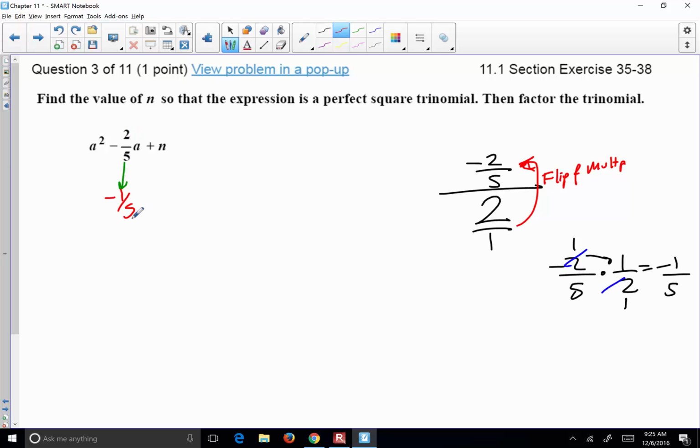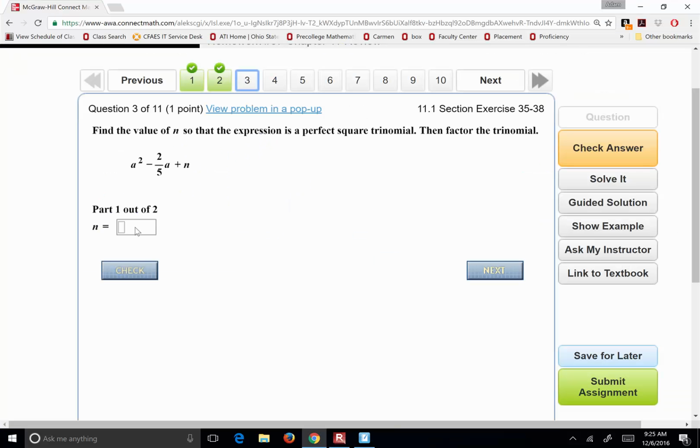But what is really n? n is 1/25. You square 1 over 5. Oh, it's negative. Shall we take the negative? No, when you square a negative number, it turns positive. So we don't care about the sign at this moment. n is always positive. So it's 1 squared over 5 squared, which is 1 over 25. That's it.